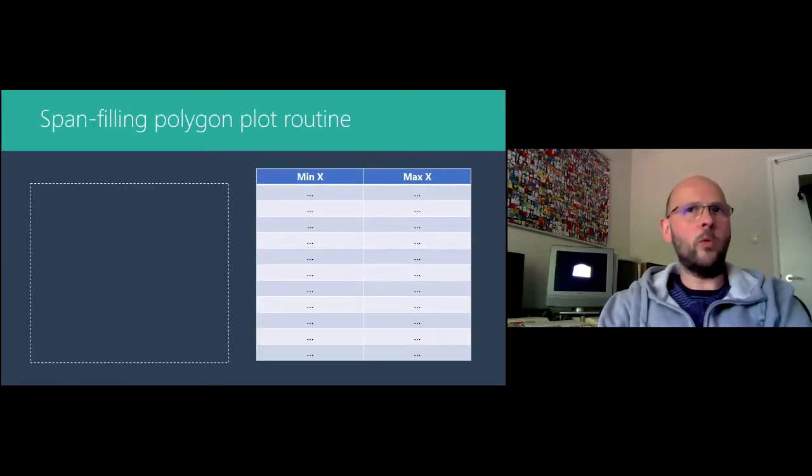For those of you who don't know how that works, I'll go very, very quickly through this. Essentially, you can use Bresenham's line algorithm to draw edges, but instead of drawing the edges in wireframe, you just draw the coordinates into a table.